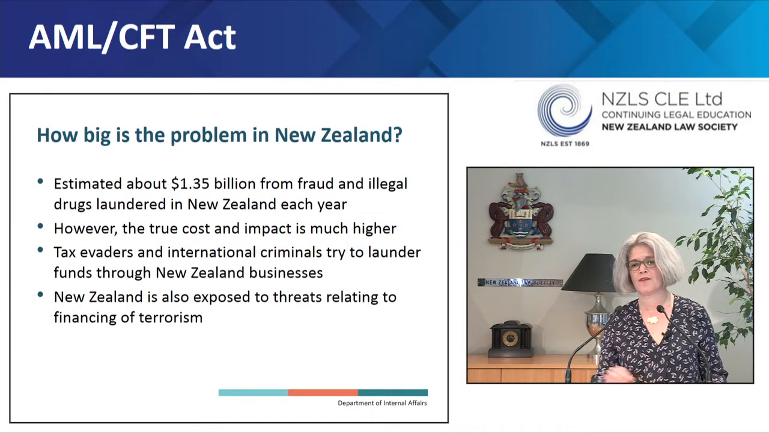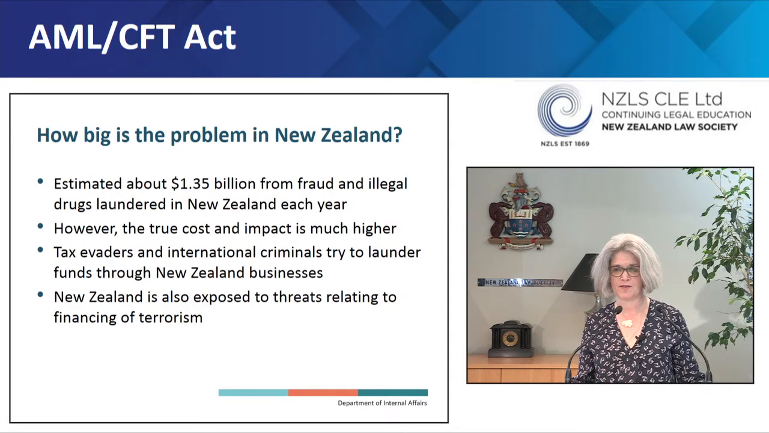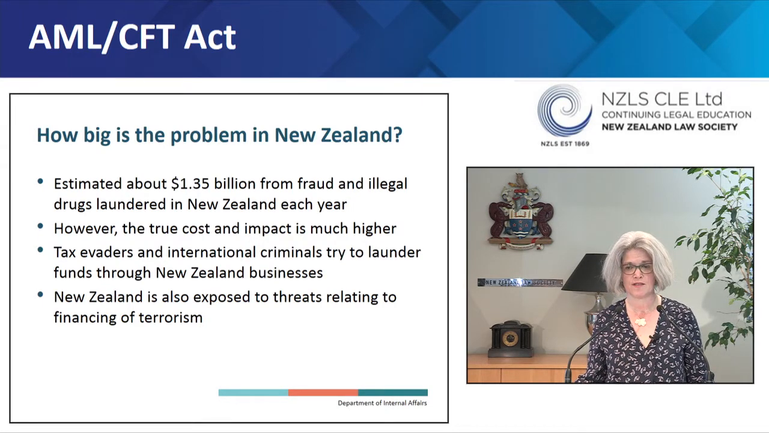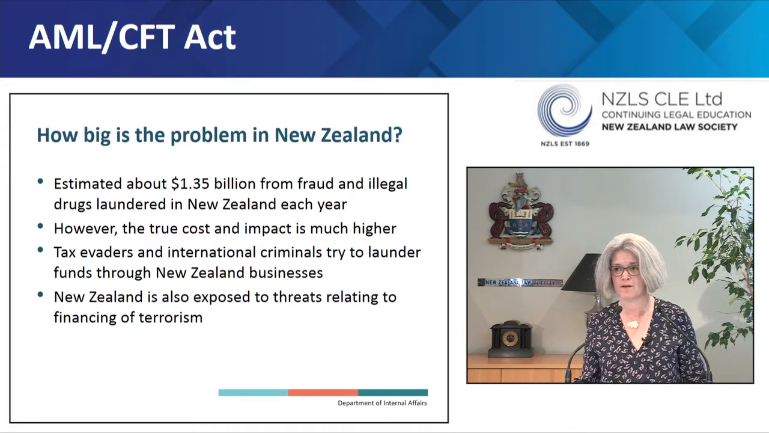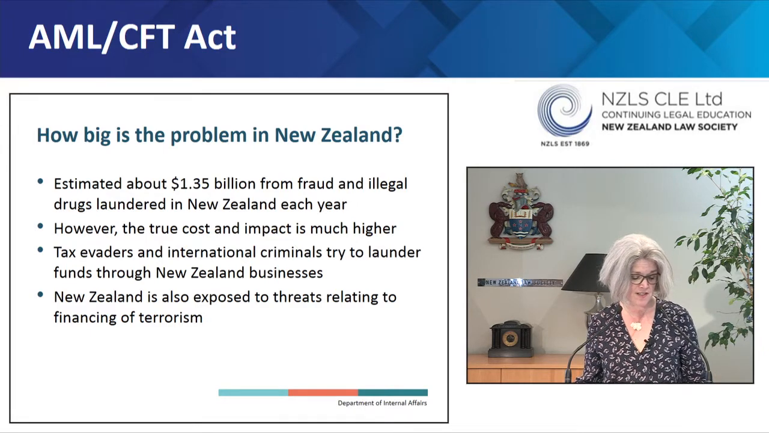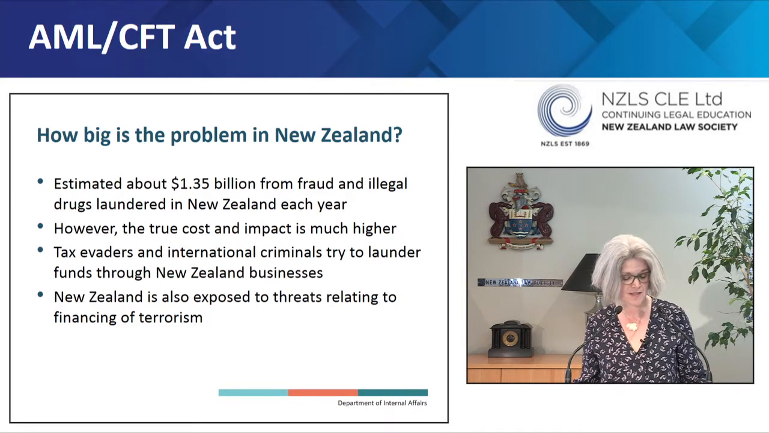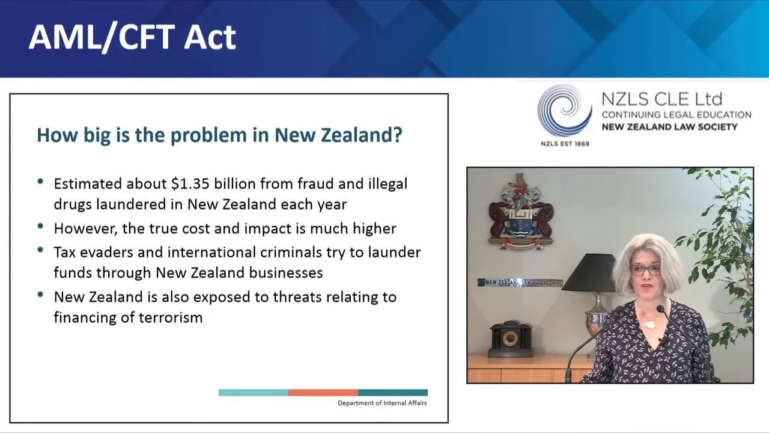A question I'm often asked is, does this stuff really happen in New Zealand? Isn't this all big organised crime? Well, actually, any crime that generates a significant amount of money, you're going to have to launder it. So money laundering is actually happening every day across New Zealand. The Police Financial Intelligence Unit estimate that it's about $1.35 billion from fraud and illegal drugs alone, laundered through legitimate businesses in New Zealand every year.